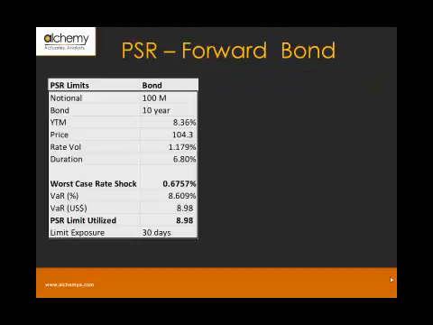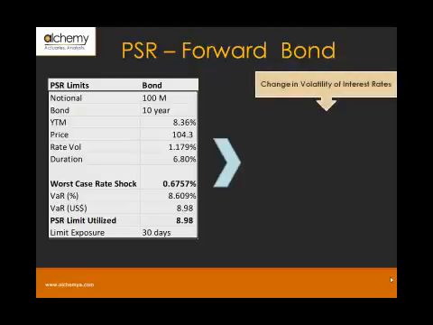So to apply sensitivities to the example of the PSR or the pre-settlement risk for the forward bond that we looked at earlier, I'll simply ask one simple question. What happens when the volatility of the interest rate changes? So we've assumed the rate vol is at 1.179%. What happens if it goes to 2 or 3 or 4 or 5? And if vol changes, then obviously VAR changes, and if VAR changes, then my PSR limit, both utilization and exposure, also changes, right? And so this is one example or one instance of applying sensitivity to the limit structure.